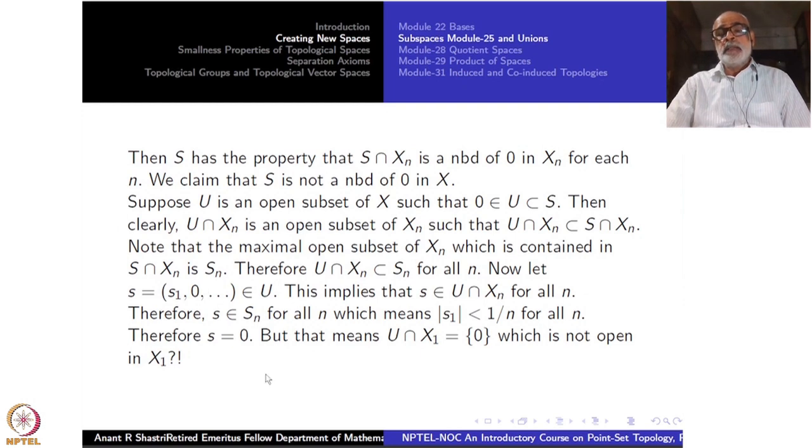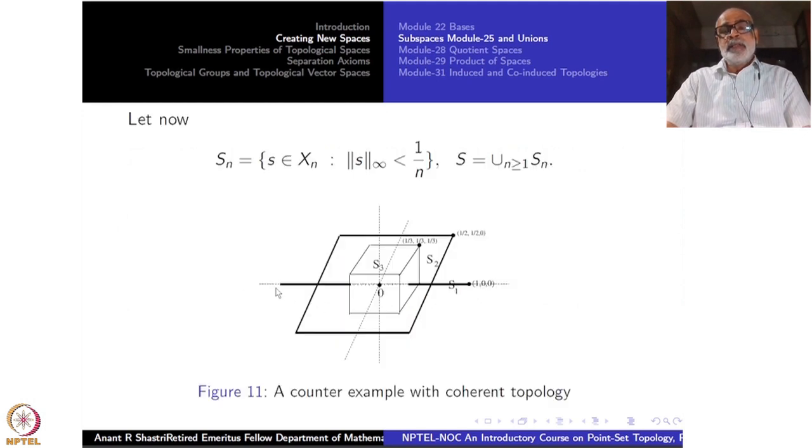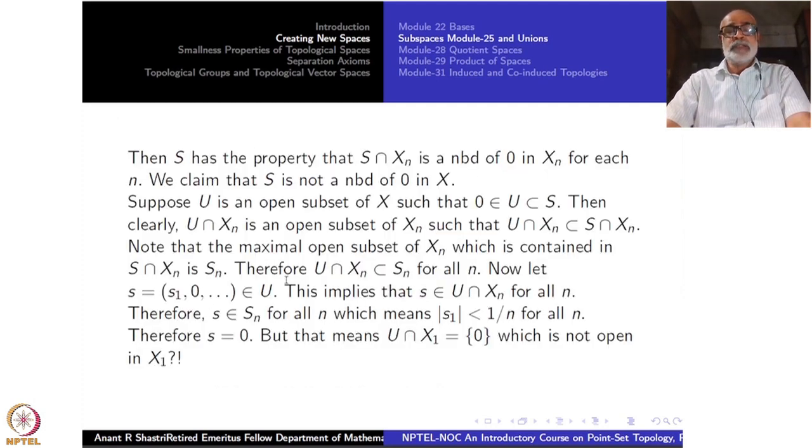Note that the maximal open subset of Xn which is contained in S intersection Xn is just Sn itself. That means in X1 it is the open interval minus 1 to plus 1; there is nothing more than that. In X2 it will be this open rectangle, and this portion goes away. That is the maximal open subset. In X3 it will be the open cube; outside this open cube, nothing is there. Those are the maximal open subsets for each of them. So if there is some open subset, it must be contained in this maximal open subset. Therefore U intersection Xn must be inside Sn for all n.